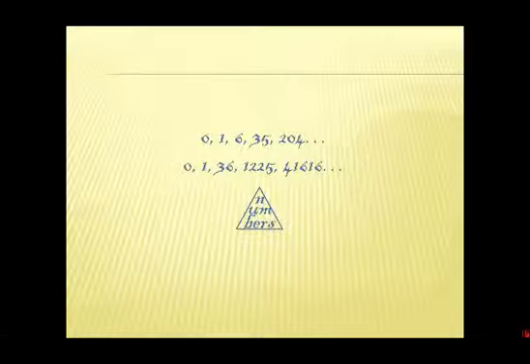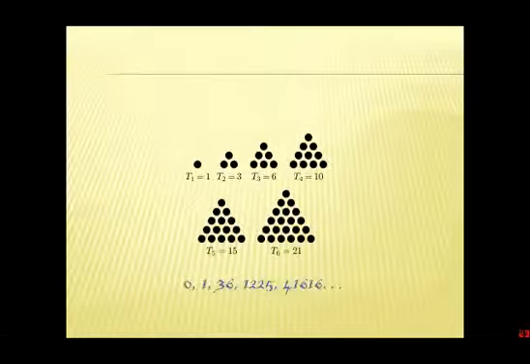So now we're going to take a look at the y values. These here, 0, 1, 6, 35, and 204, also form a pattern, with their squares resulting in triangular numbers. Now a triangular number is a number that is formed like these pictures here. 0, 1, 36, 1225, and 41,616 are all triangular numbers, and they're all perfect squares of these numbers here. These are the square roots of the perfect square triangular numbers. This is sequence A001109 in the Online Encyclopedia of Integer Sequences.